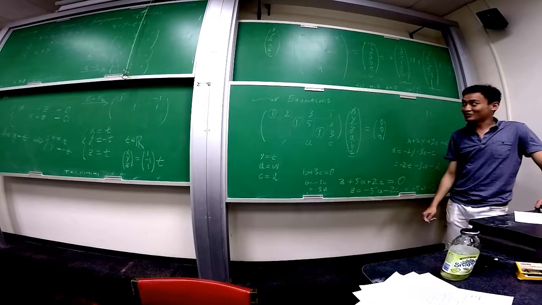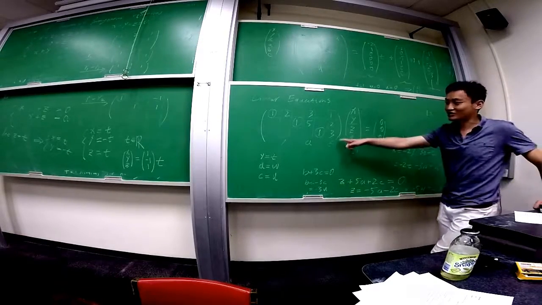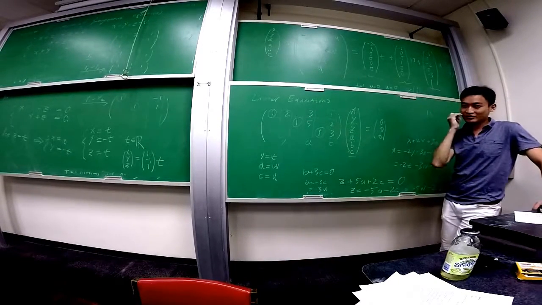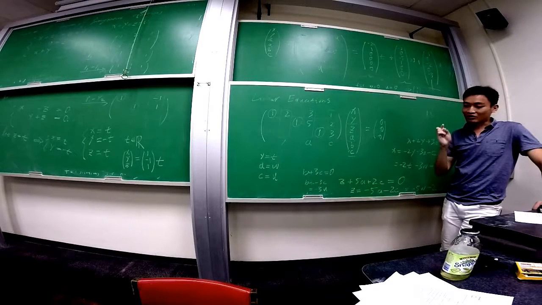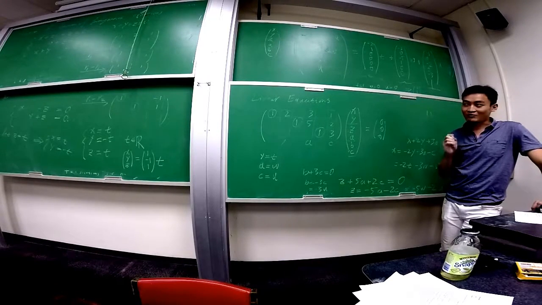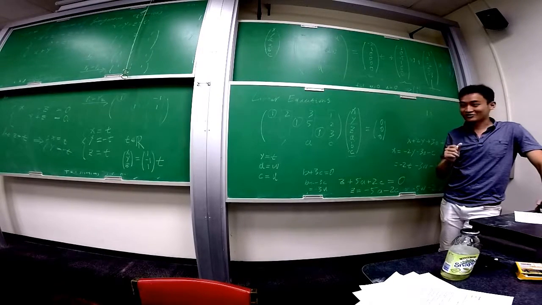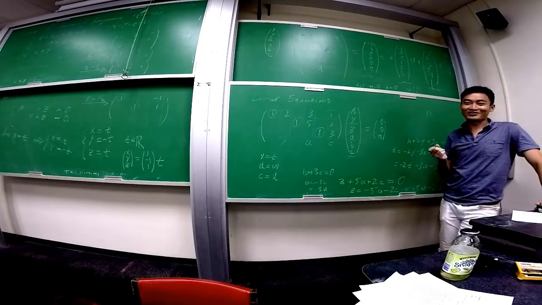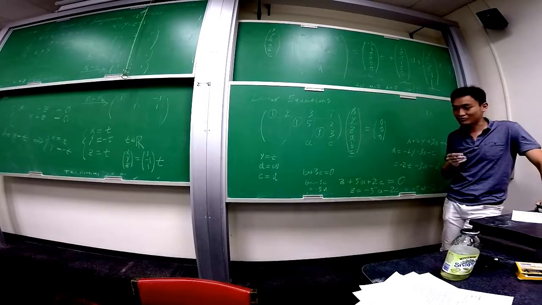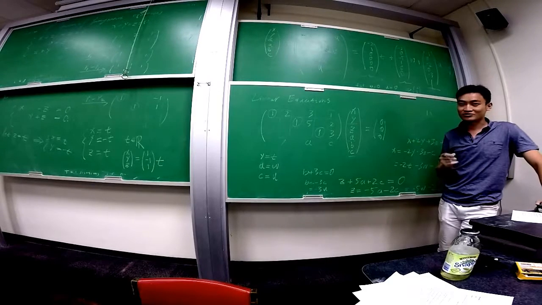So if we call this matrix the coefficient matrix, that basically means a homogeneous equation has a unique solution if and only if the coefficient matrix is invertible, right? Because if you have a matrix whose reduced row echelon form equals the unit matrix, that means this matrix is invertible.